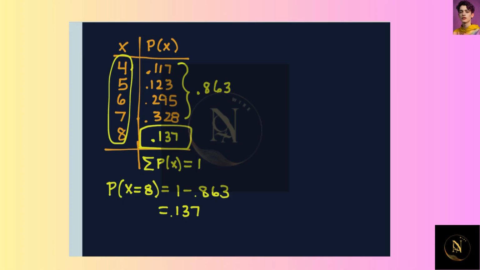So that was the first part of this problem. The second part of this problem is to draw a graph. So we're going to draw a graph. And we're going to label the y-axis as the probability axis. And the highest probability we have looks like a 0.328.